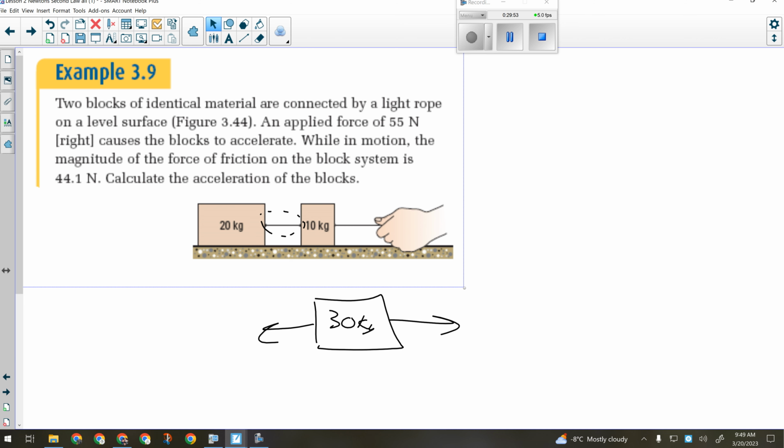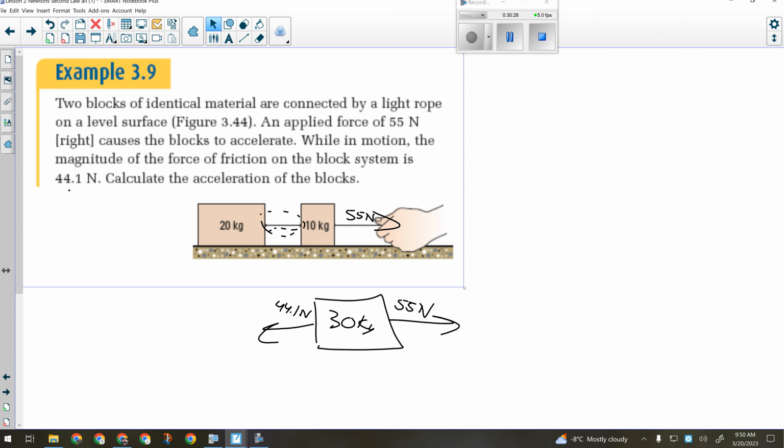Okay? What they tell me is the force that's being applied, this force, is 55 newtons, okay? And they tell me that the magnitude of the force of friction on the block system is 44.1. So what I'm really looking at, okay, is this. Okay, now as a part B to this question, they're going to ask me, what's the tension in this rope? Okay, and they're going to give me one more piece of information to help me do that.